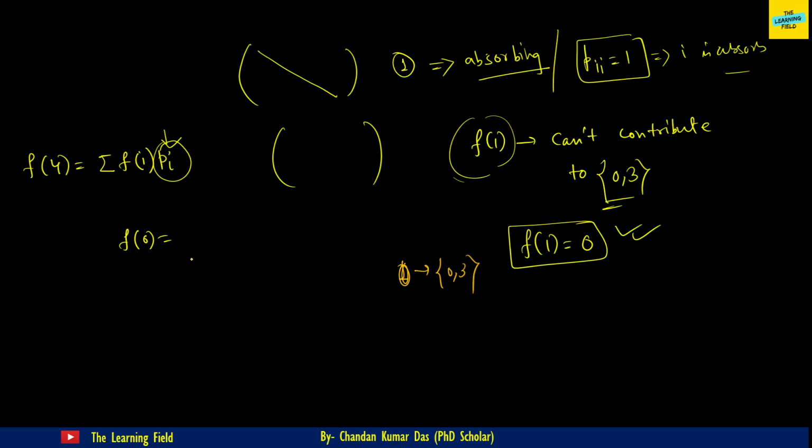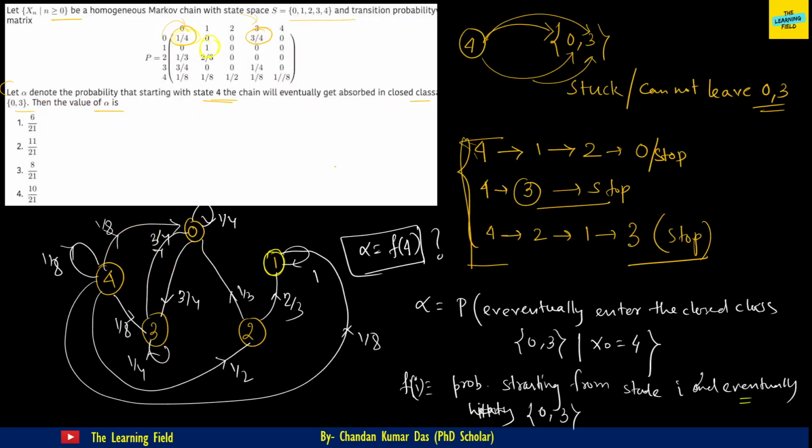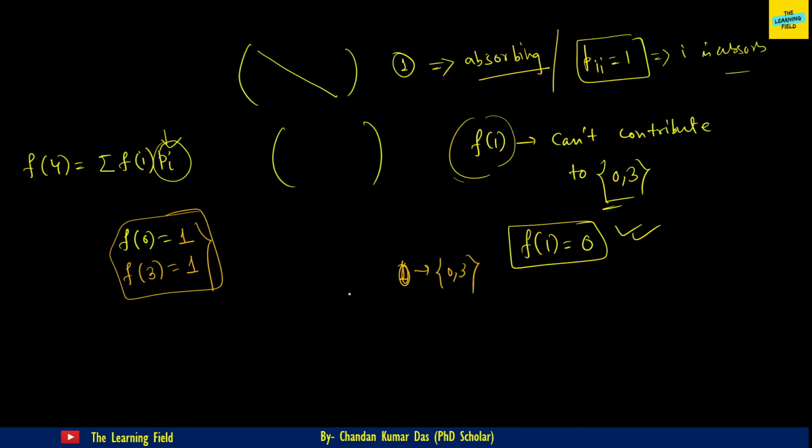So what is the value of f0? f0 is directly 1, and similarly f3 value is also 1, because these two are forming their own class. Here you can also see that p00 plus p03 equal to 1, and p30 plus p33 equal to 1. Because 3 and 0 are in this own class, their complete probability is 1. Now we have f0, f3, and f1 also.